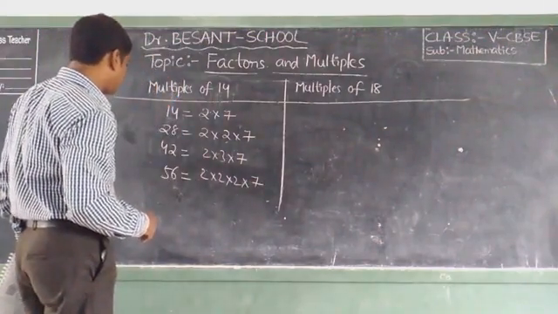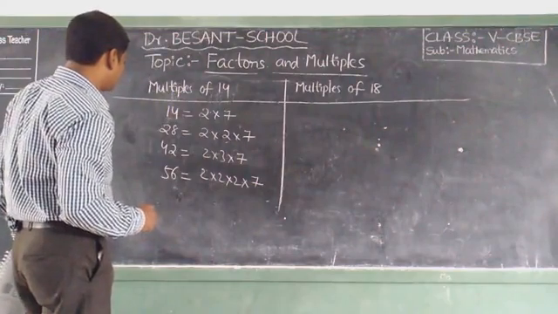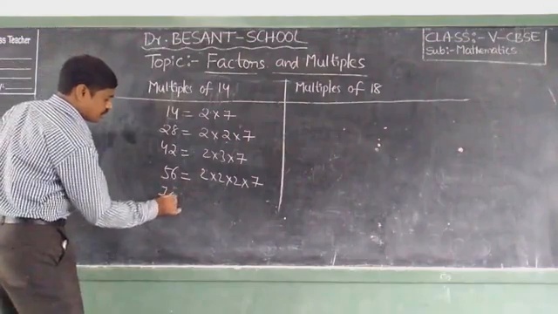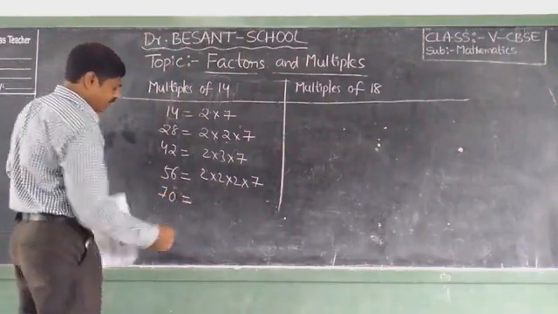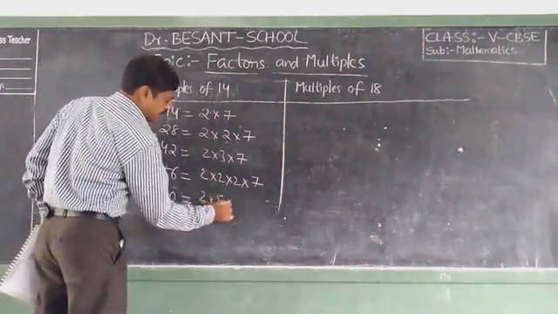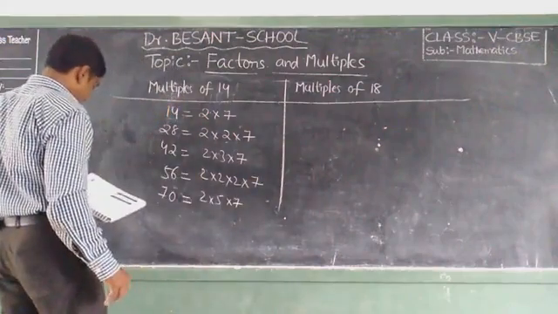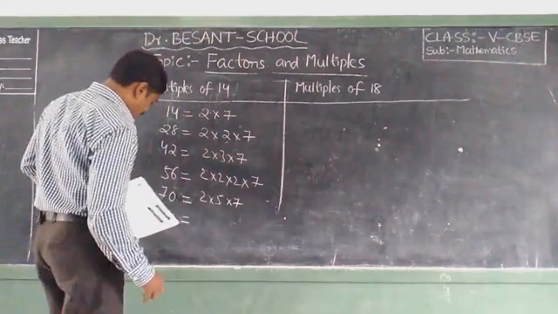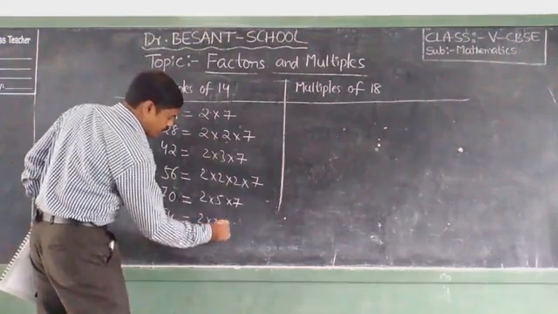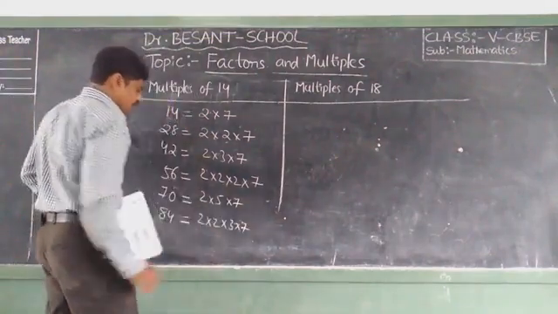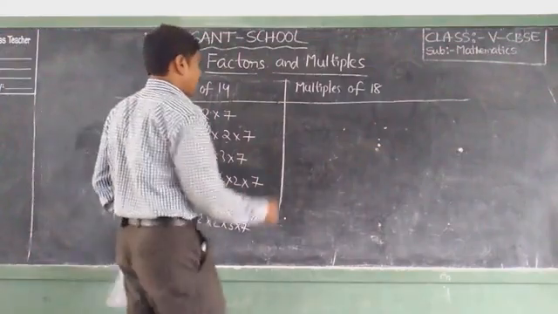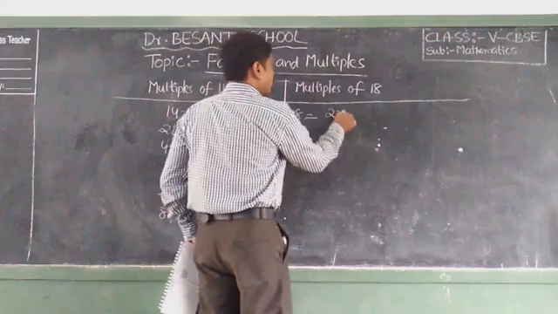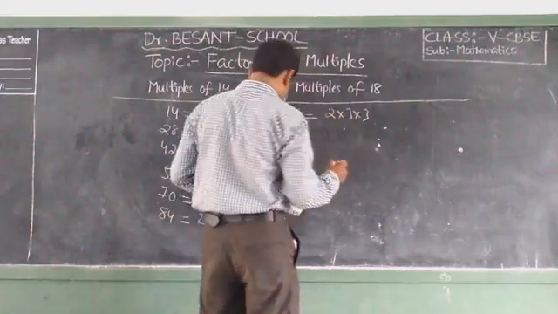Okay. Next 70 is equal to 2 into 5 into 7. Okay. Next 84 is equal to 2 into 2 into 3 into 7. Next 18 is equal to 2 into 3 into 3.